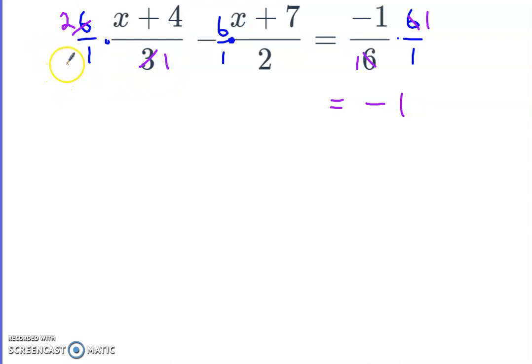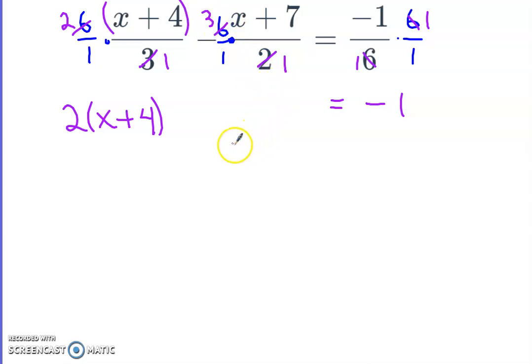So now, instead of 6 times this whole big ugly fraction, I just have 2 times the top of it. So that's 2 times x plus 4. And over here, the 2 and the 6 are both divisible by 2. So I'm going to do that. Since the denominator is going to be 1, I'm not going to bother writing it. I've got 3 times x plus 7. Careful, it's a -3 there. So -3 times x plus 7. So by this step, multiplying both sides of the equation by 6, we've taken an equation that looked really ugly and made it look a little bit less ugly.